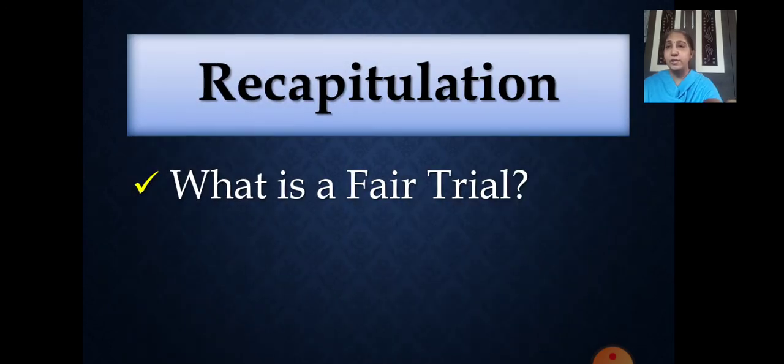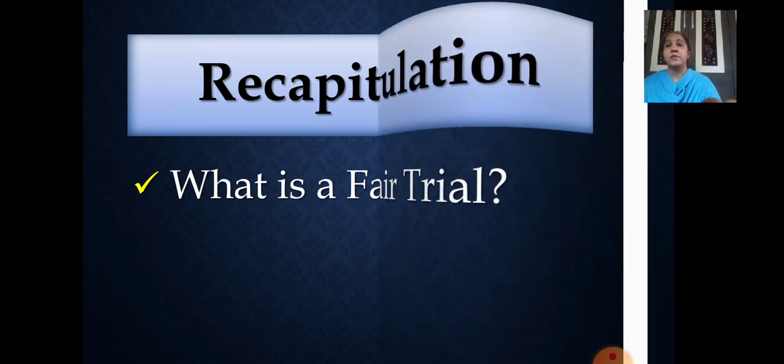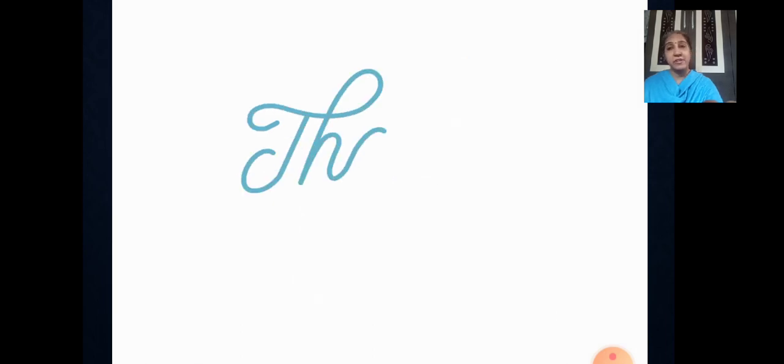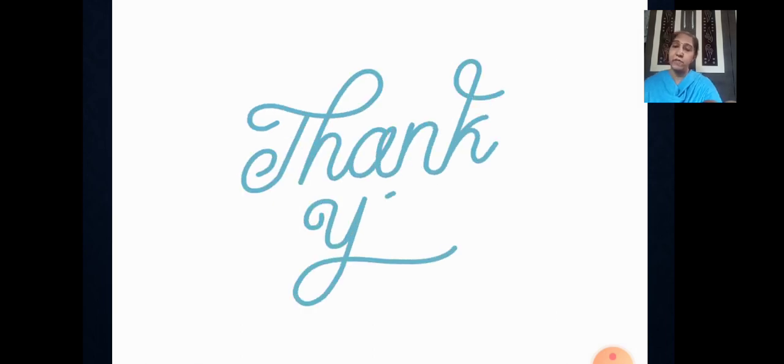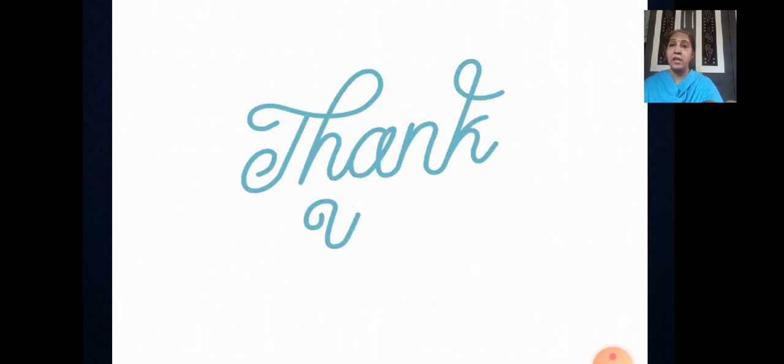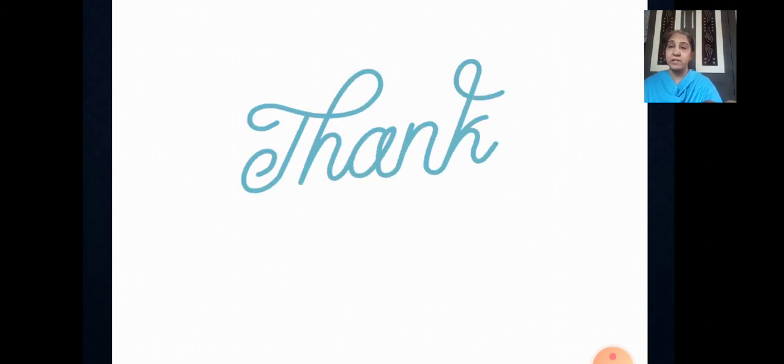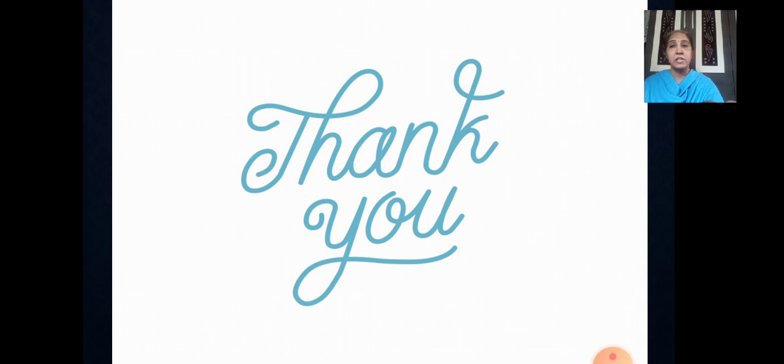So children, in today's session, you have learnt about the topic, what is a fair trial. I hope you understood the procedure of fair trial very well, how it was done, right? Each and every person played a very important role here, okay? Today we have completed the 6th chapter of political science, understanding our criminal justice system. So see you in the next session with a new chapter. Till then children, take care.